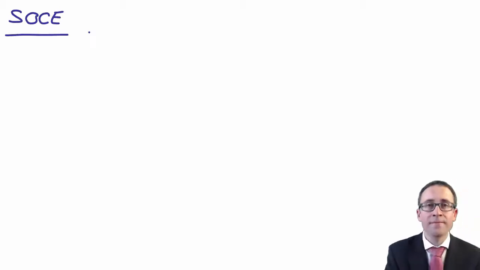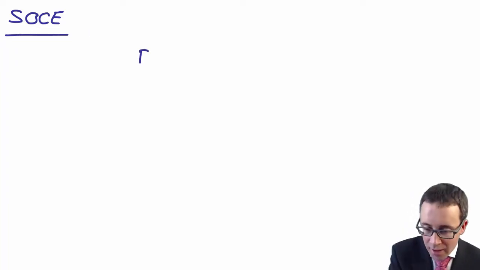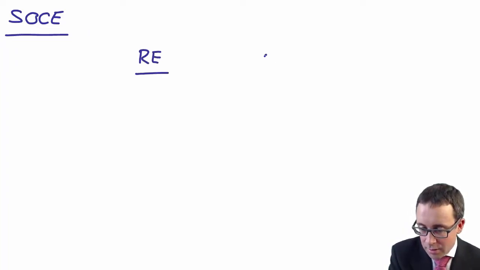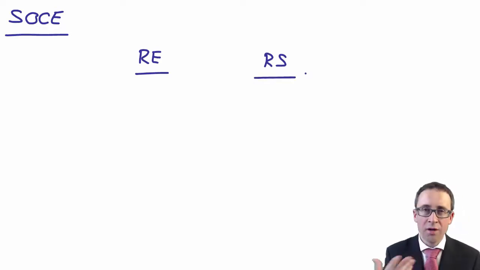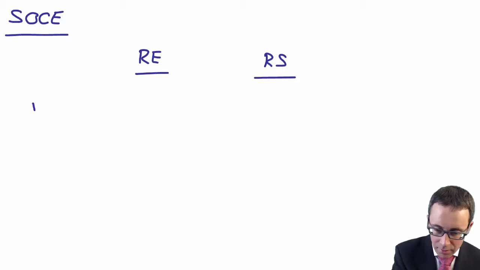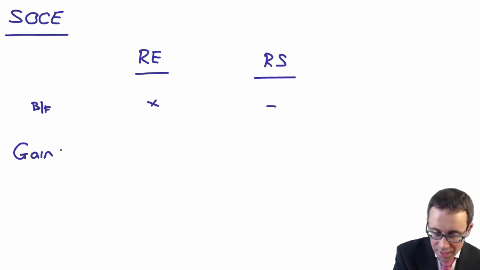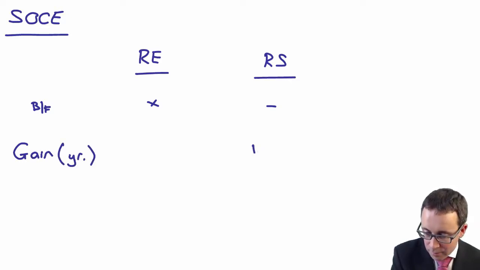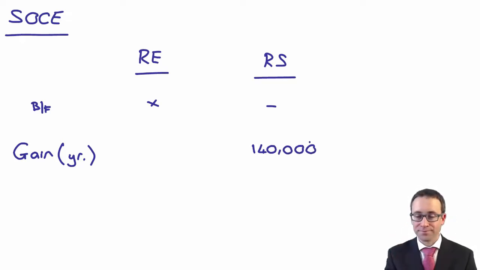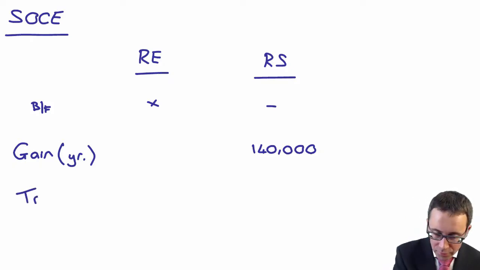So if we go through there and have a look at how that would work, within our statement of changes in equity, you would have there your retained earnings, and there your revaluation surplus, so an other component of equity. You'd have your brought forward figures, which we don't know what they are. I will assume that my revaluation was nil. You then have your revaluation gain that's taken place in the year, which was $140,000. And then you have your reserve transfer.